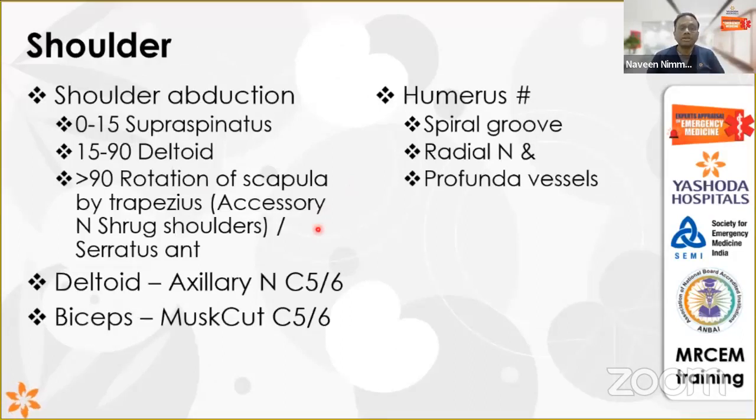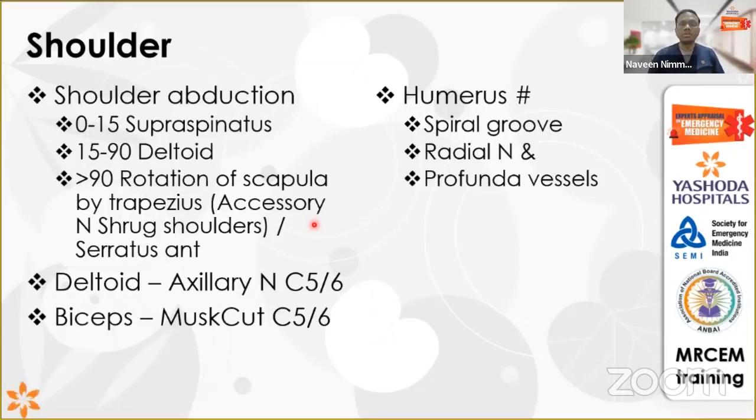Or they might say there is a problem in initiation of abduction. So initiation is handled by supraspinatus, so there is a problem with supraspinatus. Similarly, if they say that there is a problem with deltoid, so 15 to 90 degrees is gone, instead of saying deltoid, they might ask which nerve is having an issue. So deltoid is supplied by the axillary nerve, C5, C6 nerve root.